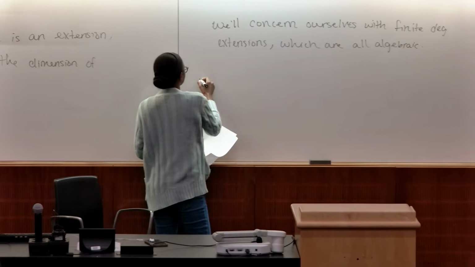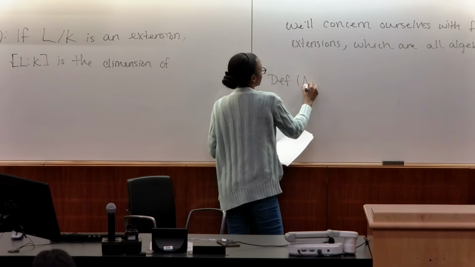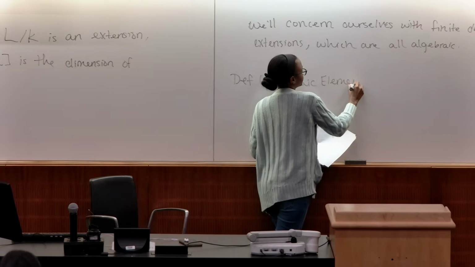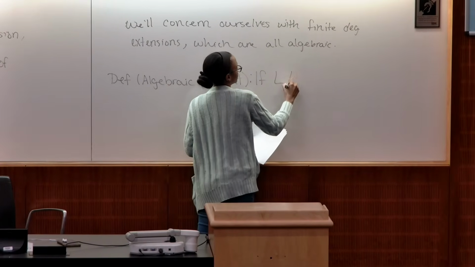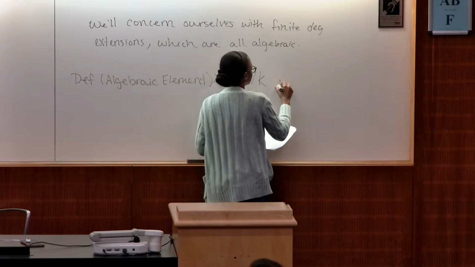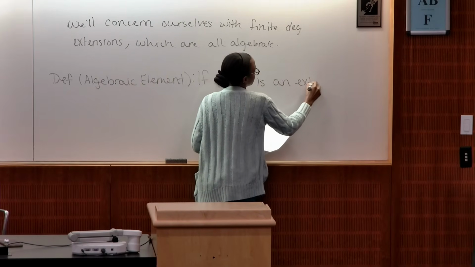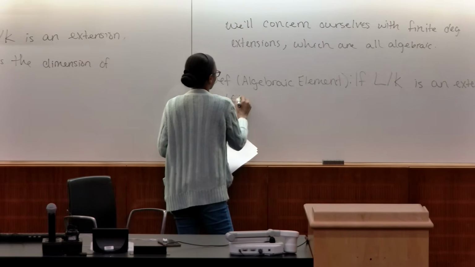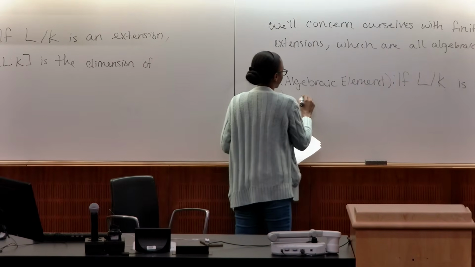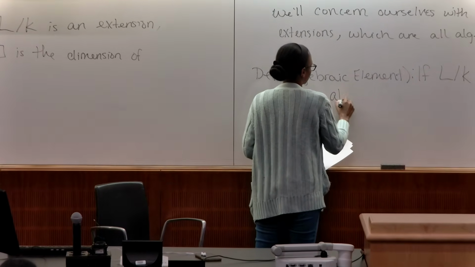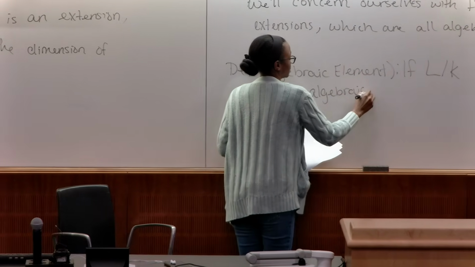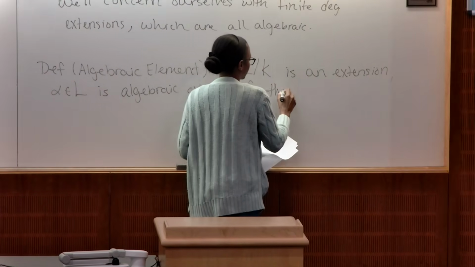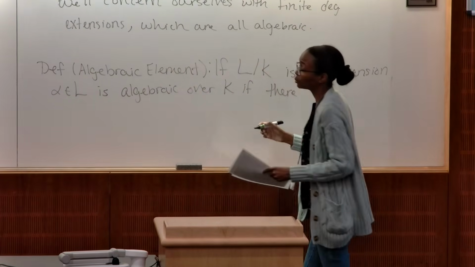All right, so what is an algebraic element? If L over K is an extension, an element of L is algebraic over K. This is a relative notion. If it's the root of some polynomial with coefficients in K.